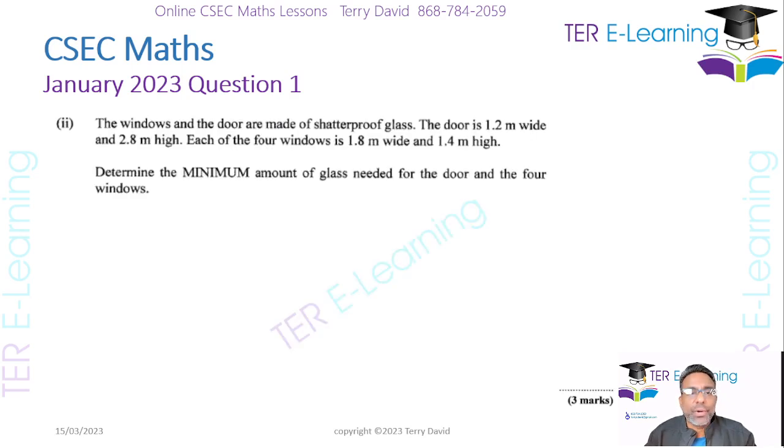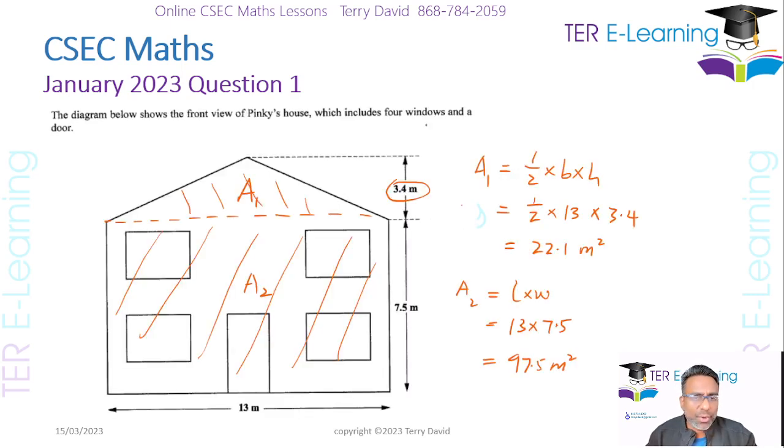The next part now, the windows and the door are made of shatterproof glass. The door is 1.2 meters wide and 2.8 meters high. For each of the 4 windows, they're giving us the dimensions of the door and the window. Determine the minimum amount of glass needed for the door and the 4 windows. So I will assume that the windows will be made of glass, and I'm assuming it's a glass door that they put in here.